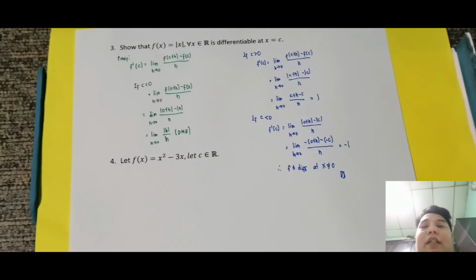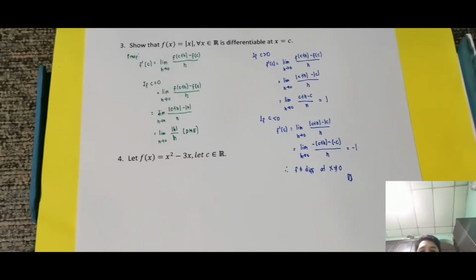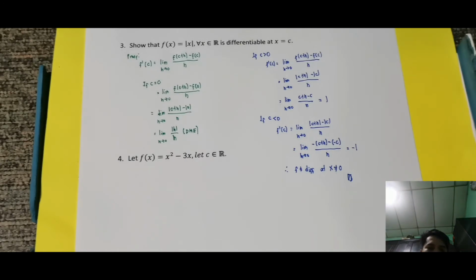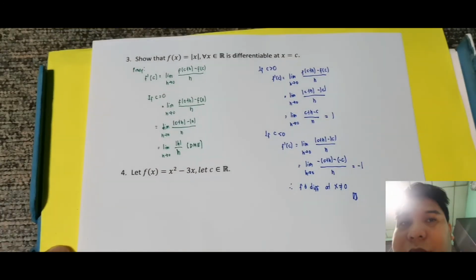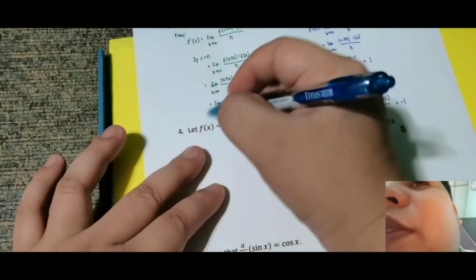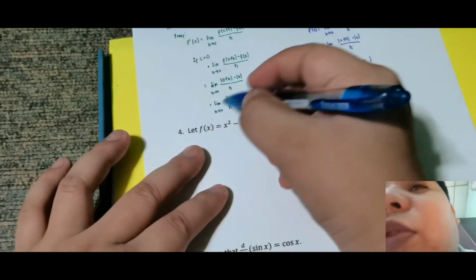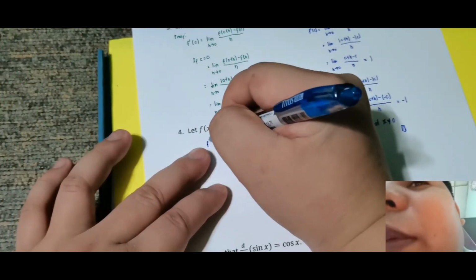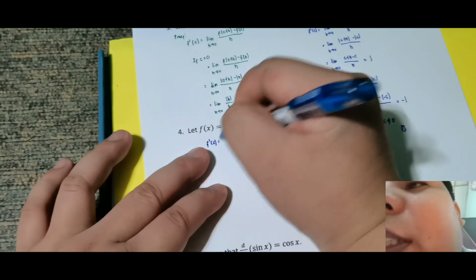Okay, then next is apply natin counting number. Okay, so let f of x equal to x squared minus 3x, x element ng real number. So, i-prove natin na siya ay differentiable gamit yan. Okay, so paano yan? I think, syempre, f prime of c, no? So hindi naman kailangan i-prove.